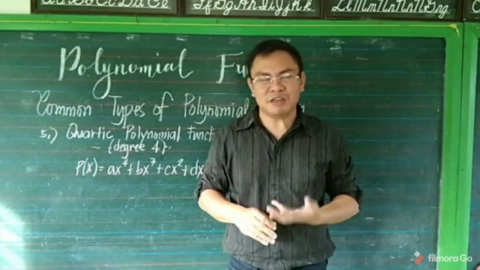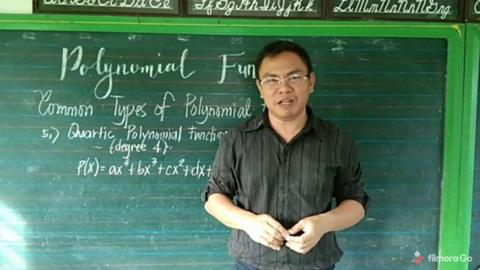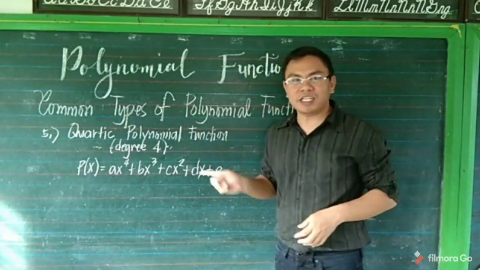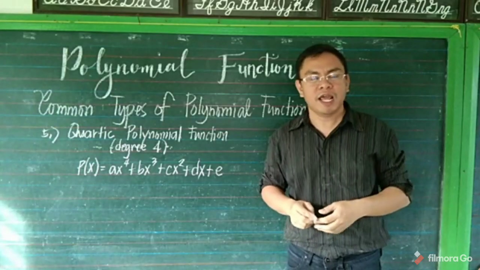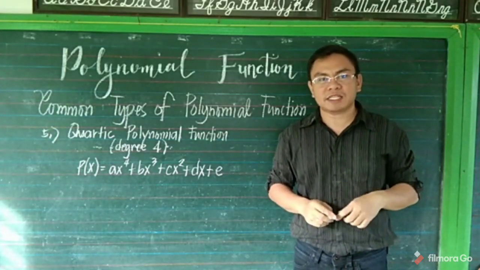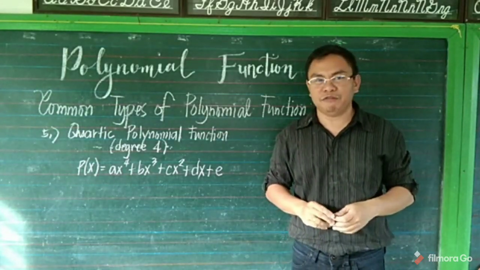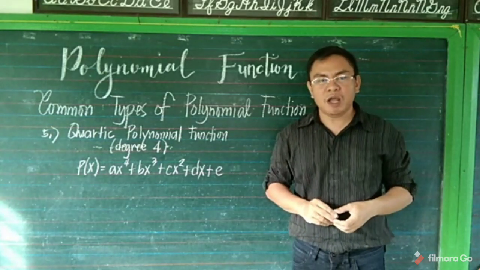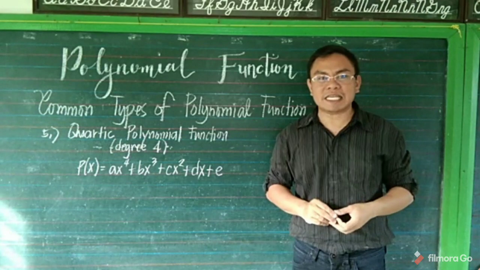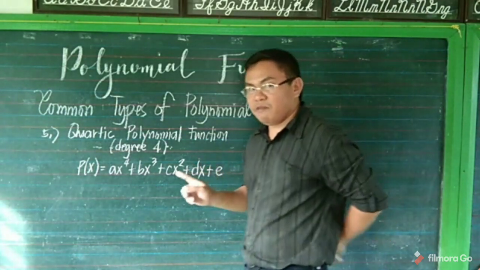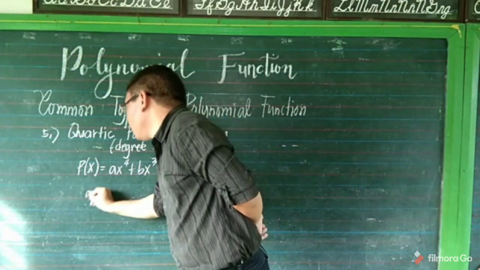Now let's move on to the fifth common type of polynomial function, and that is quartic polynomial function, or a function of degree 4. It takes the form p of x is equal to ax to the exponent of 4 plus bx cubed plus cx squared plus dx plus e. So let me give you an example for this.